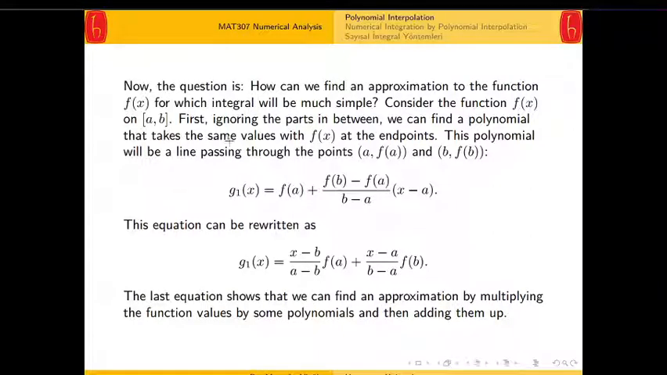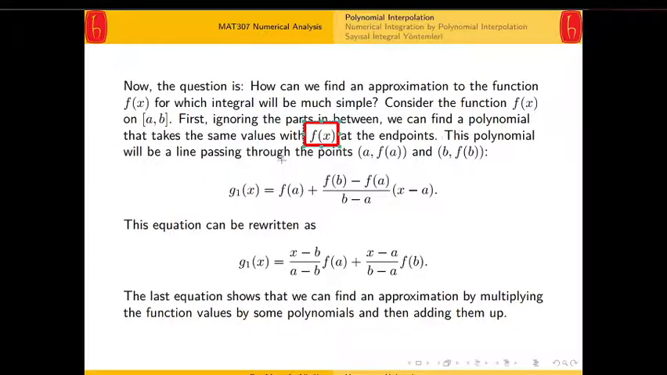Now the question is, how can we find this approximation function? To make the integral simpler, how can we find the g of x function? We consider the function f of x on the interval a, b. We first ignore the parts in between the a, b values. We can find a polynomial that takes the same value as f of x at the end points.